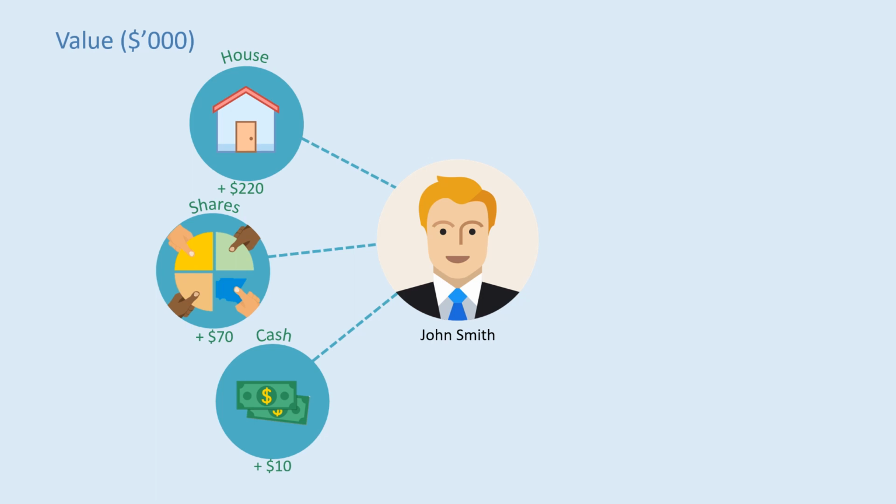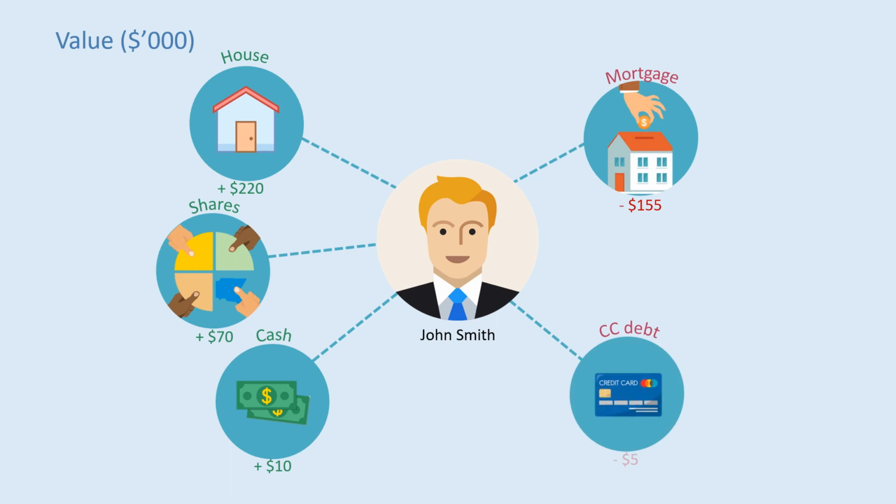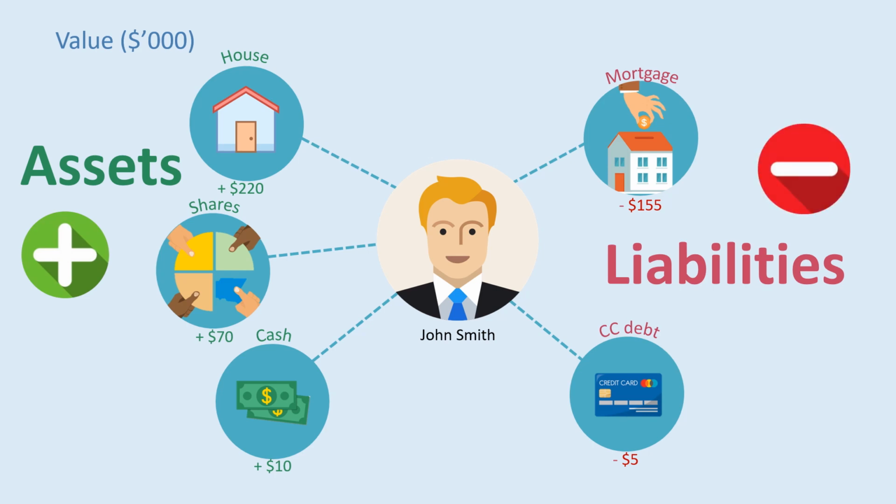On the other hand, John has to repay a mortgage of 155,000 and finally John has a debt on his credit card of 5,000. So in summary, on the left hand side we see John's assets and we notice that assets are shown as pluses, while on the right hand side we can see John's liabilities, which are all minuses.